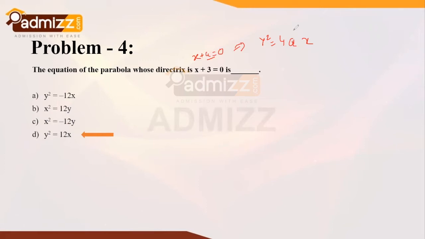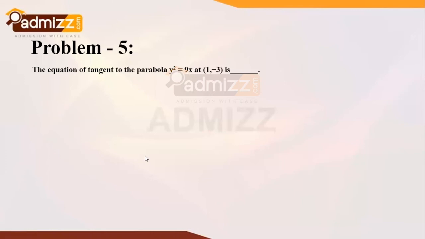Now, let us try to observe the last question based on parabola, that is the equation of tangent to the parabola y square is equal to 9x at point 1 comma -3. Now, what is the question asked over here? We need to find the equation of tangent to the parabola. Parabola is y square is equal to 9x and it is located at point 1 comma -3. Now, how to do this? The process is very easy.